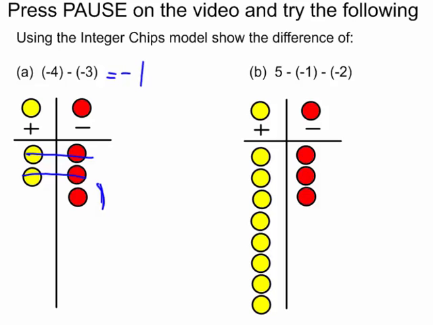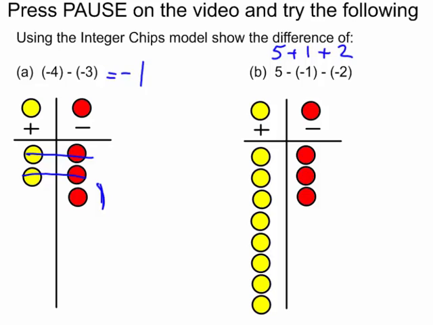Second example, B, I have 5, take away 1 negative chip, take away 2 more negative chips. So if I wanted to write that using our big idea rule, I could also write it this way. Those would be equivalent. So let's see what happens.